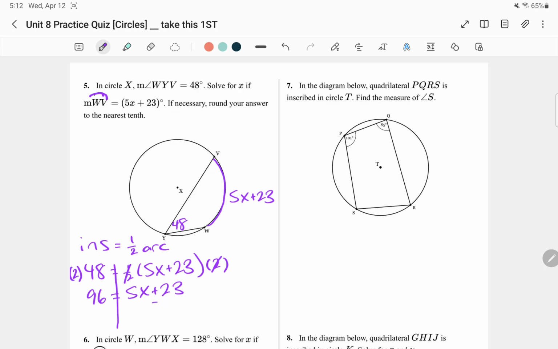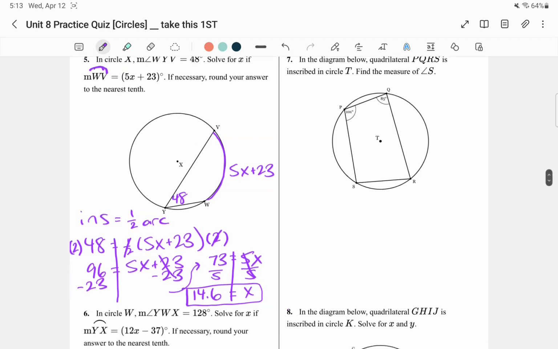And now I'm going to subtract 23 from both sides. All right. 96 minus 23 is 73. I'm going to put it over here, is equal to 5x. And now I just divide both sides by 5. So 73 divided by 5 is 14.6, rounded to the nearest tenth. I think it's already rounded for us, yeah. So it's 14.6.